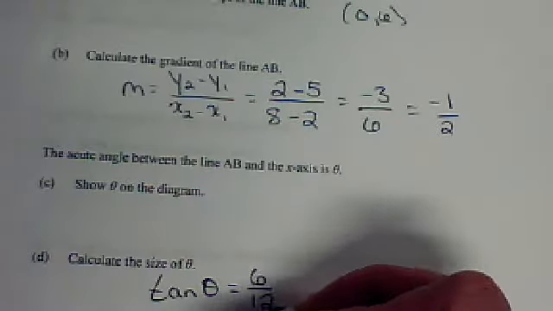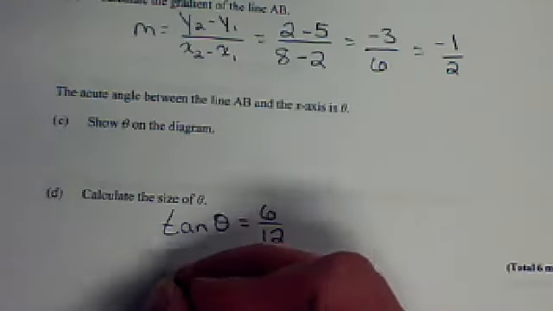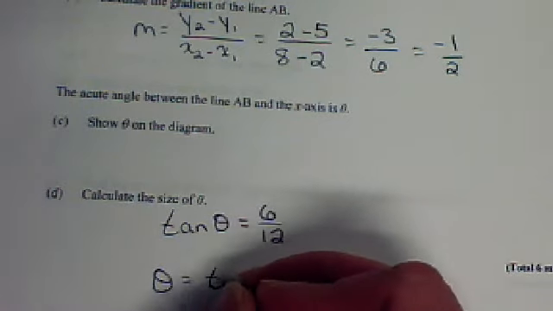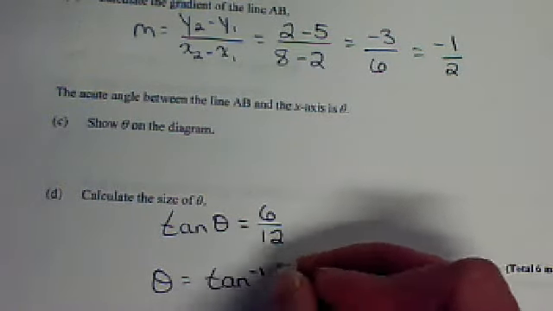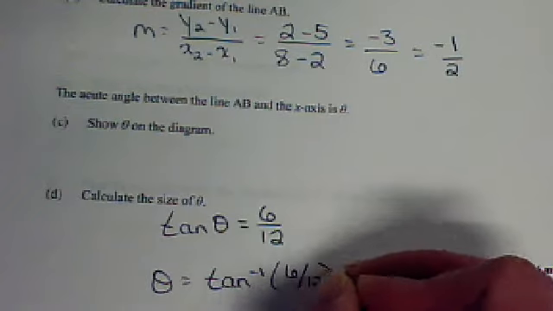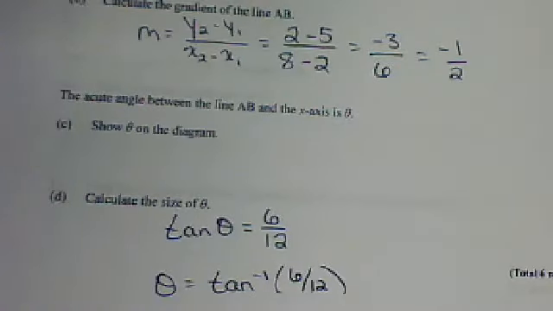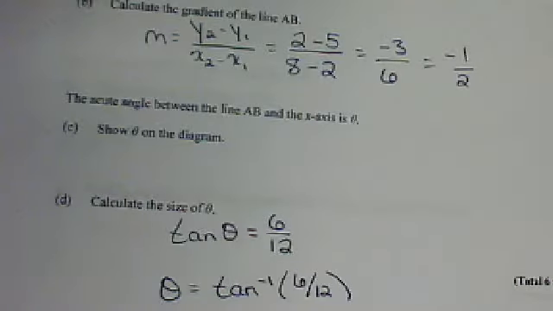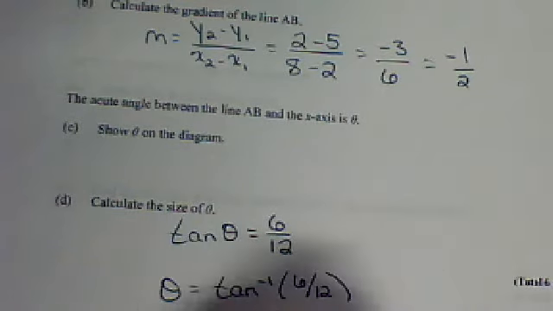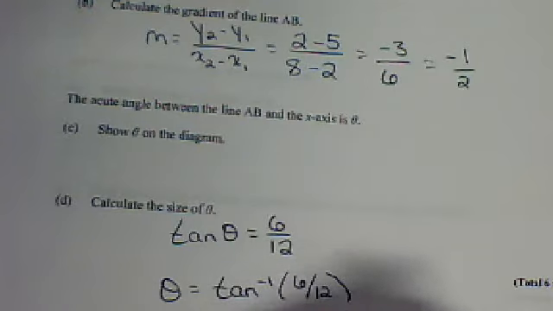6 over 12. Now remember, to actually find the angle in the calculator, we're going to take the inverse tangent. So, second function, tangent, 6 over 12. And it gives me 26.56, which would be 26.6 degrees.